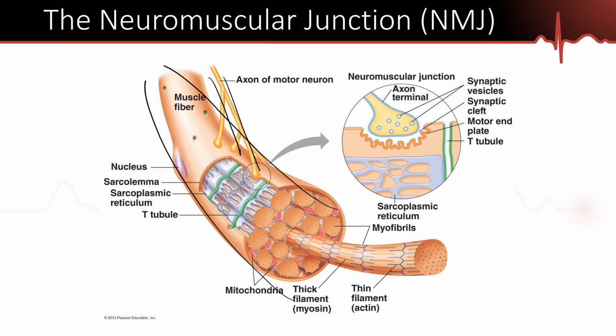I acknowledge, and this is going to become important later on, that the alpha motor neuron actually synapses with many muscle fibers within the biceps muscle, not just one. But we have to take this one step at a time. So we have to ultimately look at how the alpha motor neuron allows for one muscle fiber within the biceps muscle to contract.